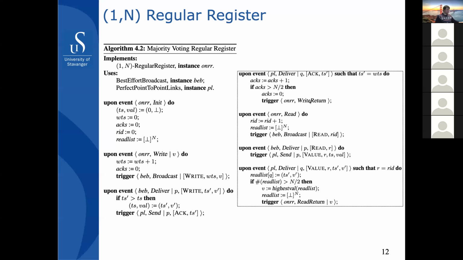Yes, okay. So that was the regular register, and I wanted to do the atomic register on Monday, and on Monday we will finish with the book.